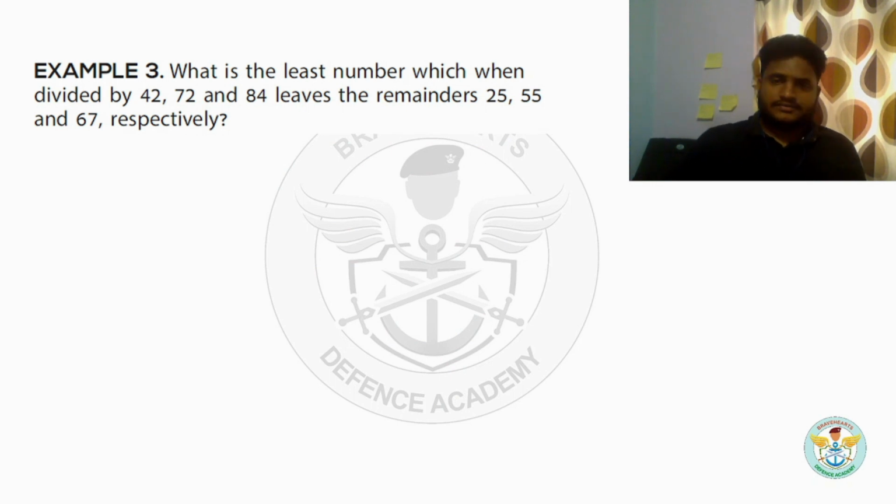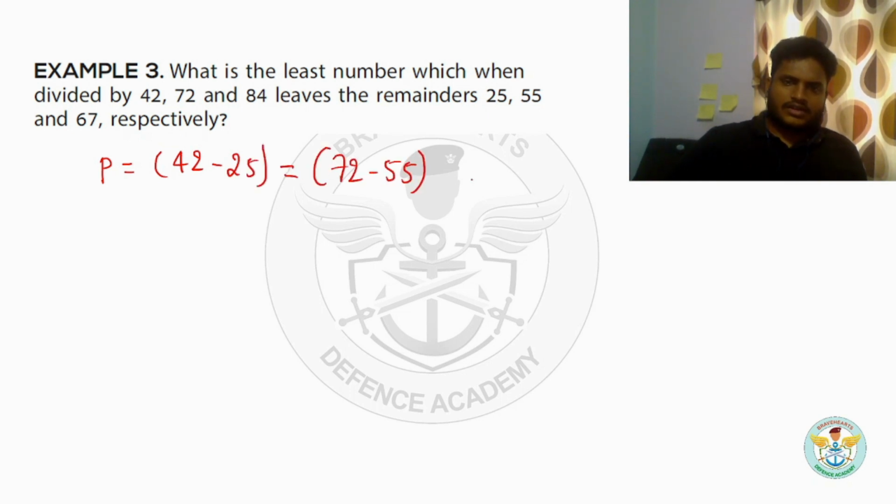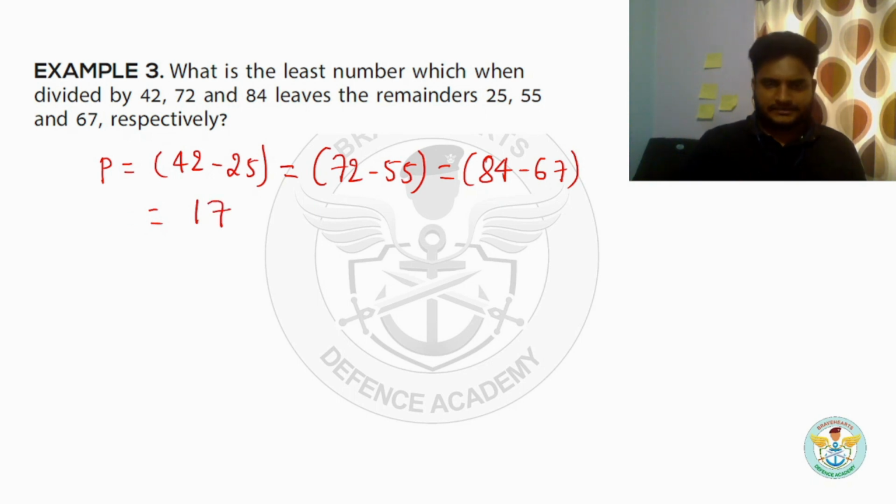What is the least number, which when divided by 42, 72 and 84 leaves the remainders 25, 55 and 67 respectively? What I want you guys to do is, first we'll find out the difference, that is your constant P. 42 minus 25, this should be equal to 72 minus 55, and this should be equal to 84 minus 67. If we subtract it, constantly it will appear as 17. Very easy thing. 42 minus 25 is 17, 72 minus 55 is 17, 84 minus 67 is also 17.